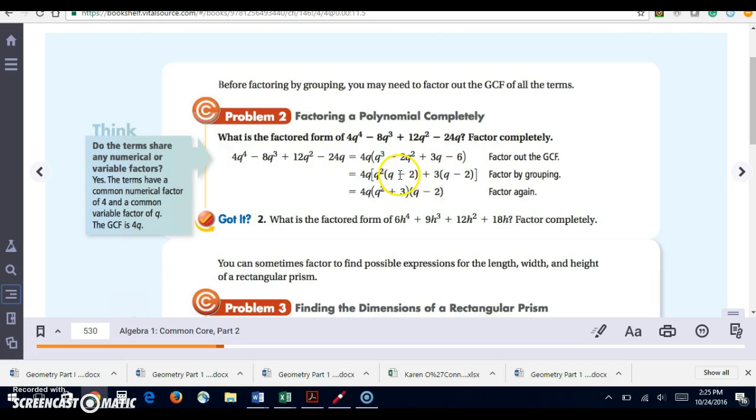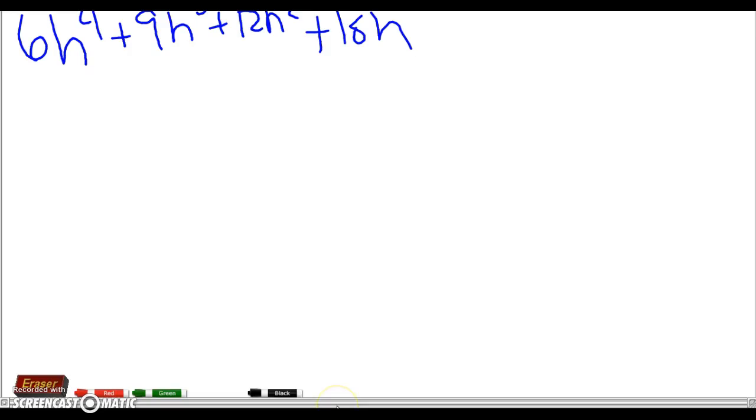And so because I have q minus 2, I can pull that out. And I'm left with the q squared plus 3. And so I have 4q times q squared plus 3 times q minus 2. All right, let's take a look at the guide and do it on our own.